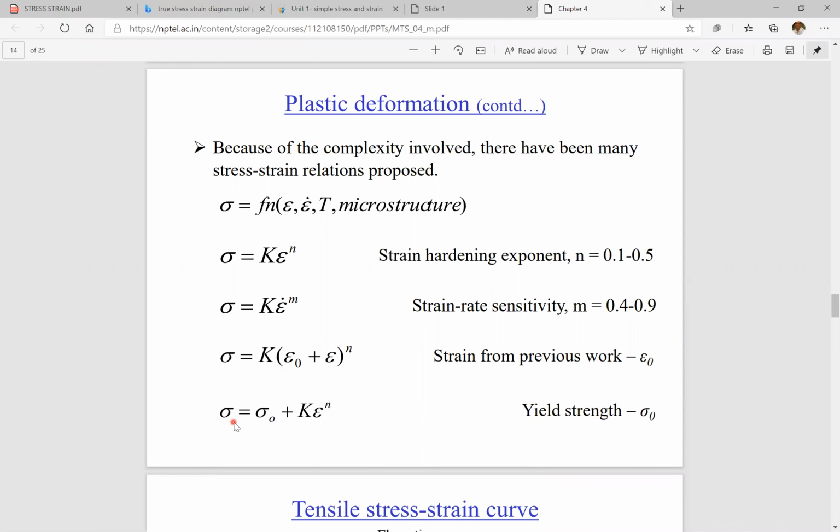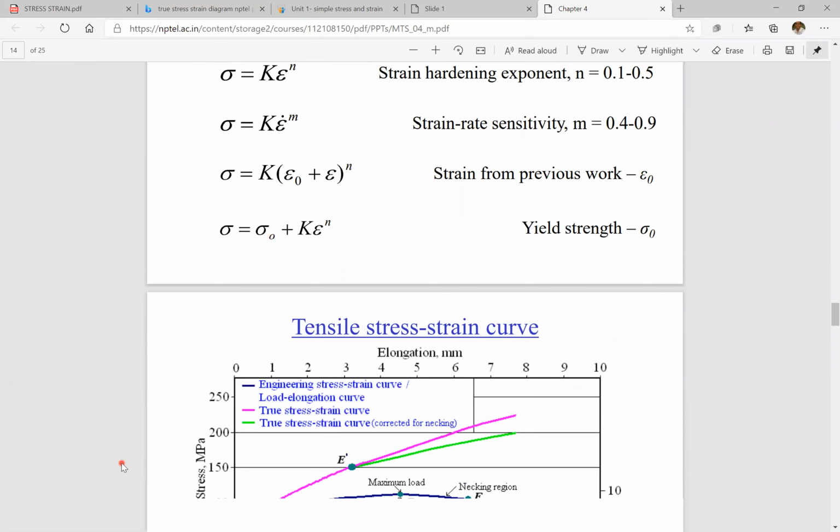Then another relationship is sigma equal to sigma 0 plus K epsilon to the power n. Here sigma 0 is nothing but the yield strength. These are the important relationships which are going to be used in our calculations.